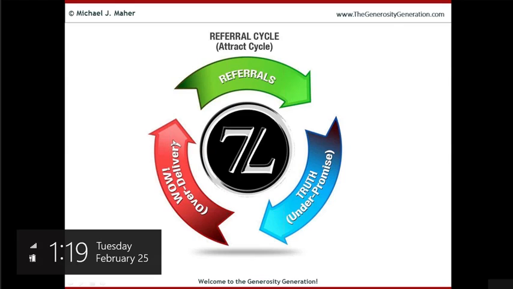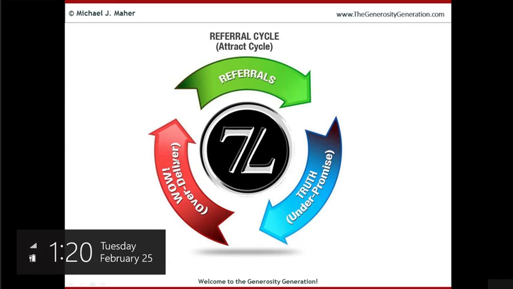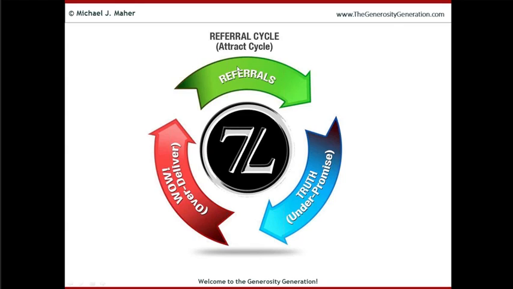And when you over-deliver, guess what happens? They go out as raving fans, as ambassadors, and they give you more referrals. And these referrals come in, and you get to under-promise and over-deliver. You get to tell them the truth. You get to wow them, which is fun, and you get more referrals. Isn't that a pleasant cycle? Hey, get on the attract cycle. Get on the referral cycle.